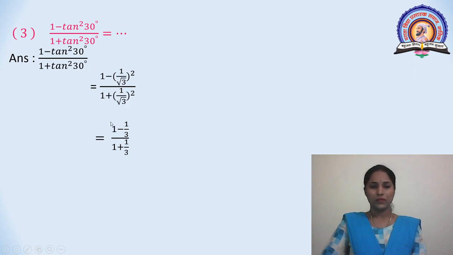Here, taking the multiple 3, we get 3 into 1 is 3 minus 1 is 2 by 3, and here 3 into 1 is 3 plus 1 is 4 by 3. This is equal to 2 by 3 divided by 4 by 3. Here 3 gets cancelled, we get the answer 2 by 4, that means 1 by 2. That is sin 30 degree is equal to 1 by 2.